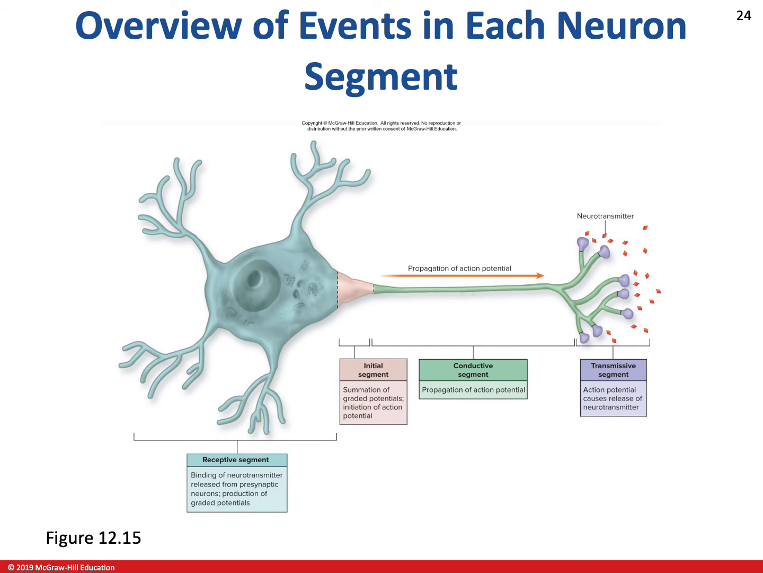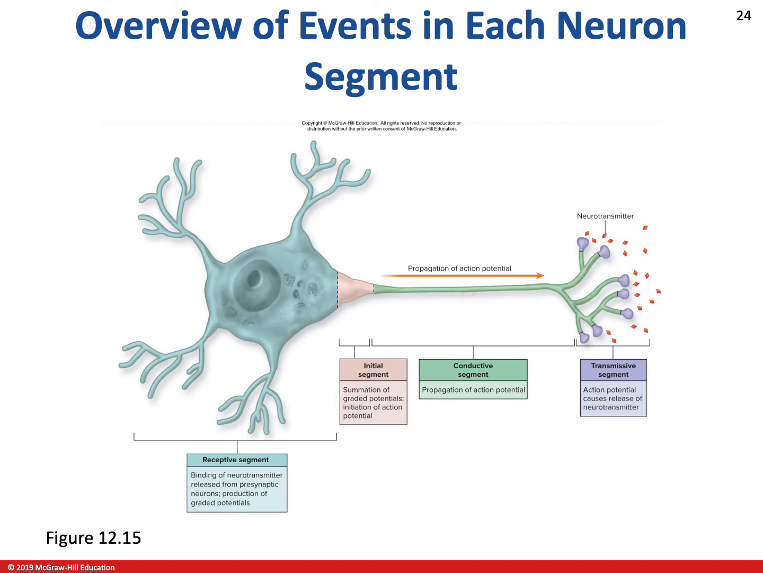Here, I want to discuss the physiologic events that occur in the functional neuron segment from the time of initial stimulation at the dendrite and the cell body until release of neurotransmitter from the synaptic node. An overview of these events that occur in the receptive, initial, conductive, and transmissive segments is provided in this picture.